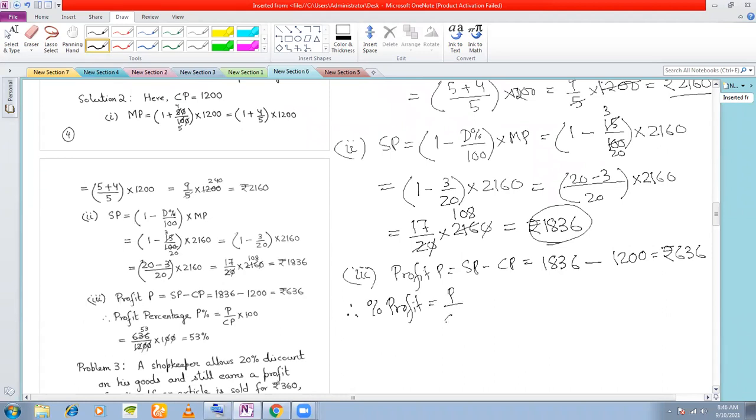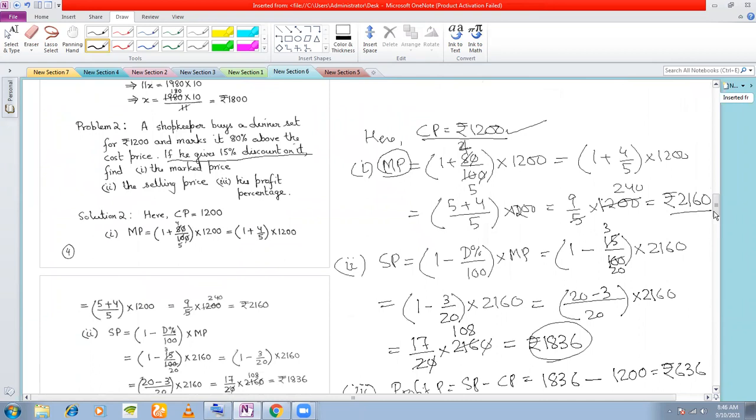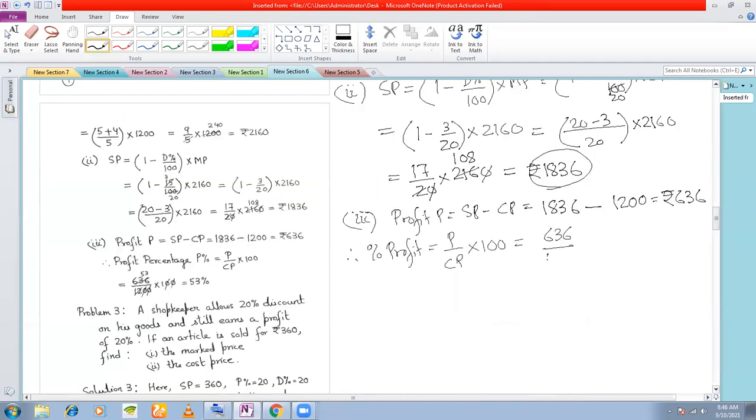Therefore, percentage profit is P by CP into 100. Profit is 636. Cost price just above you have 1200 rupees into 100. 2 zeros will cancel here. Now you can cancel this with 3 and then cancel further to get 53%. Okay. Fine. So I'll stop here then.